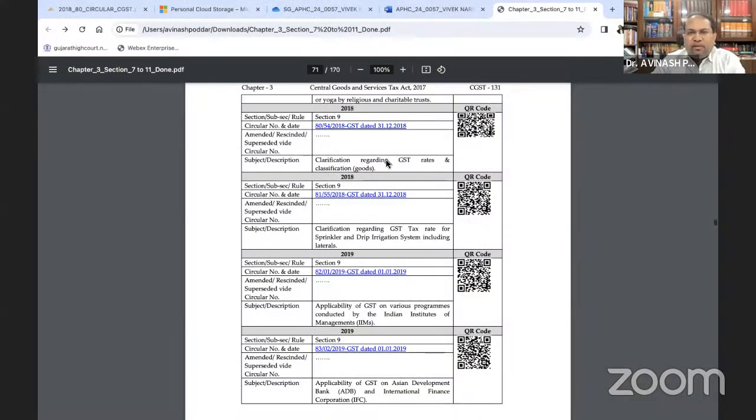We are discussing Section 9 of the CGST Act and the circulars which are issued with respect to Section 9. Yesterday, we discussed circular number 80. I'll just open the file. Circular number 80. And today, we'll be starting with circular number 81 of 2018, which is dated 31st December 2018.